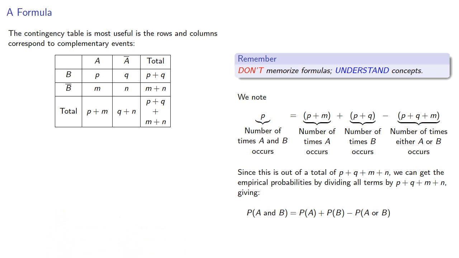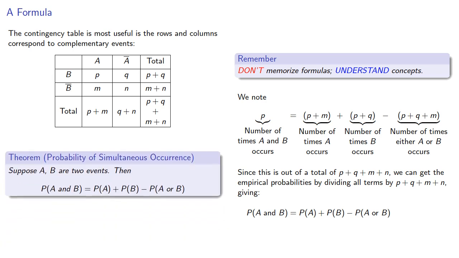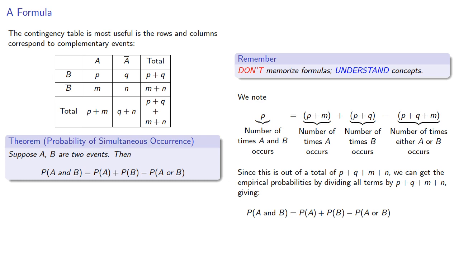And so the probability of A and B occurring is the probability A occurs plus the probability B occurs minus the probability that either one of them occurs.